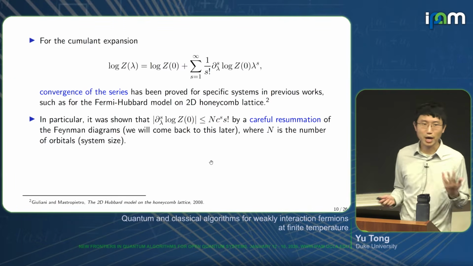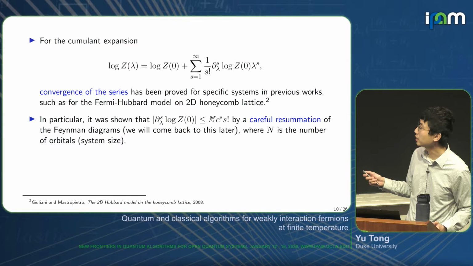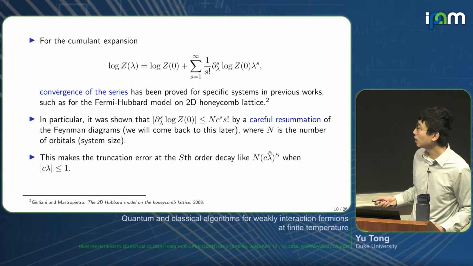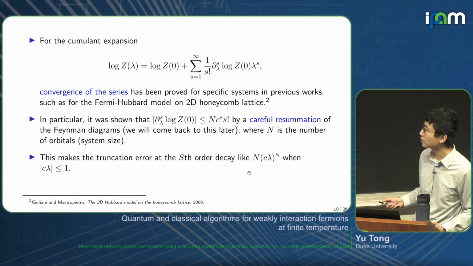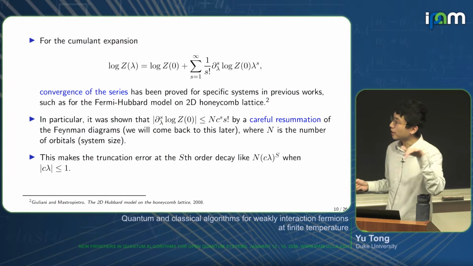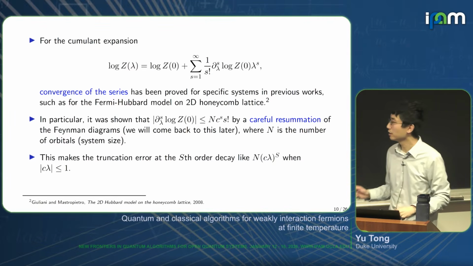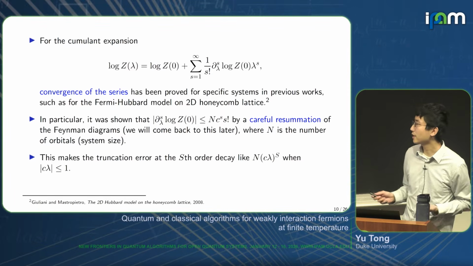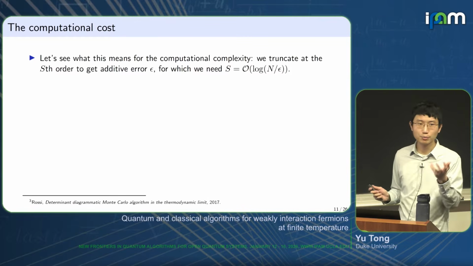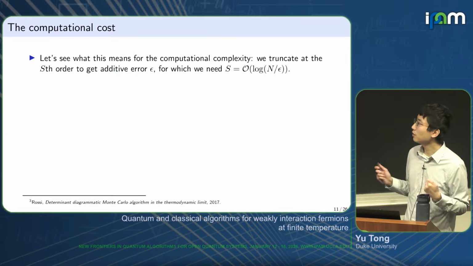So this is the bound for the derivative, and once you plug it in, if you truncate the whole thing at the s-th order, then the error decays like n times (c lambda) to the s power. Once you set c lambda to be smaller than or equal to 1, the whole thing decays exponentially. So in this setting, you get exponential decay of the error when you perform this perturbative expansion. So it converges, and you get a nice error bound. Assuming this very nice result, do we get a polynomial time algorithm? It turns out we don't.